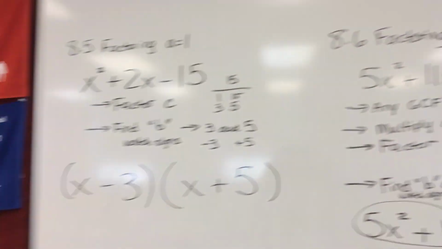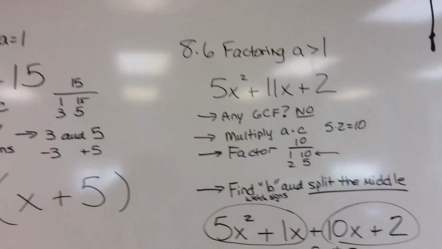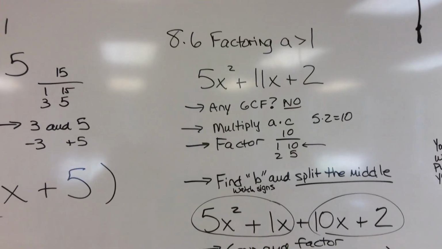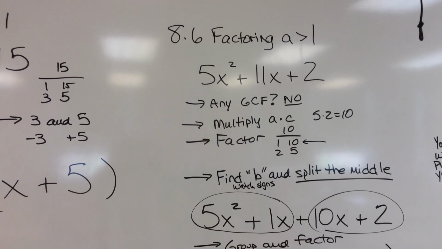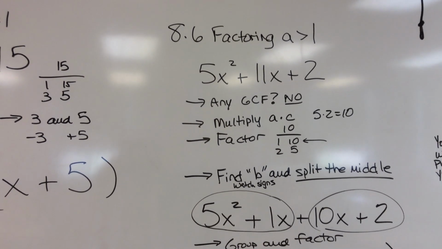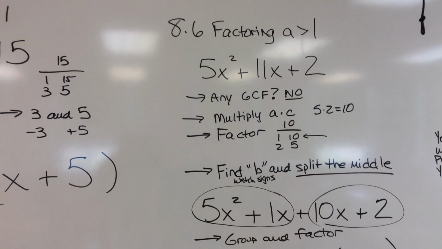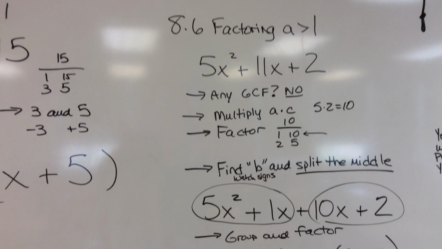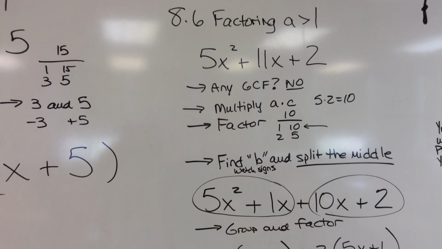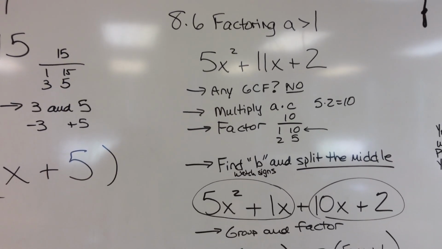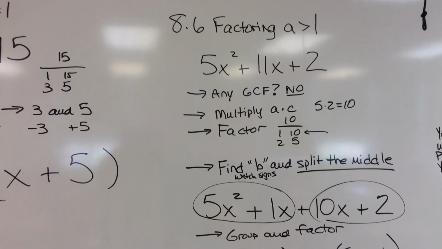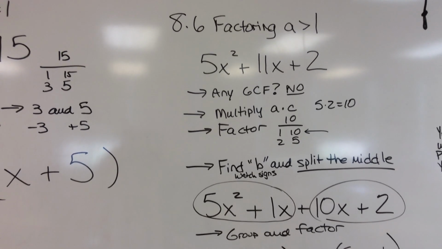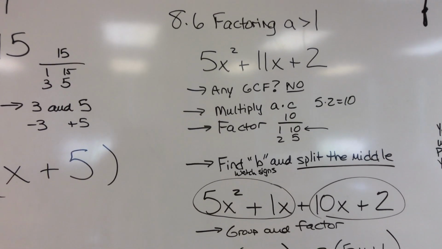Okay, our next one is from 8.6 where we're factoring a quadratic trinomial where a has a value greater than 1. So here we have 5 in the a place, 11 is our b, and our c is 2. So the first thing we always ask ourselves here is, is there any greatest common factor? Can I factor anything out from the whole thing before I start? The answer for this one is no.